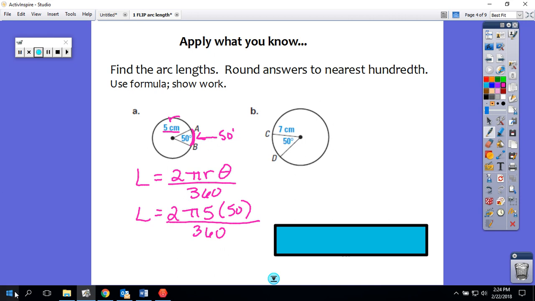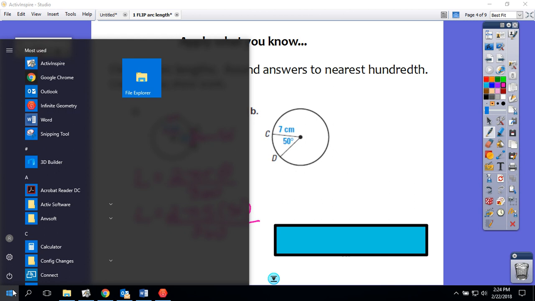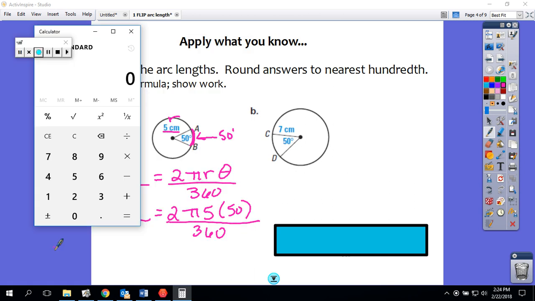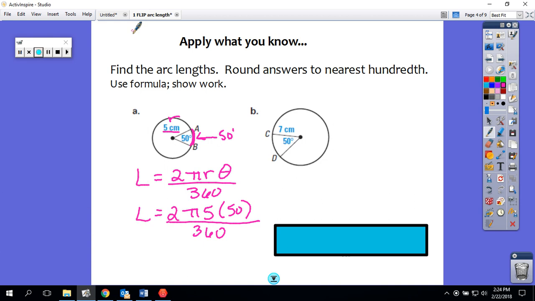So I'm going to pull up the calculator here if I can find it. Oh, wrong one. Well, if you pull it up on your calculator, you can just use the fraction button. So you hit your fraction button first, and then 2 pi 5 times 50 on top of the fraction, and then 360 on the bottom. And you get 25 pi over 18. Our units here were centimeters, so this would be centimeters. This is what we call the exact answer. So when it's in terms of pi, it is the exact answer.